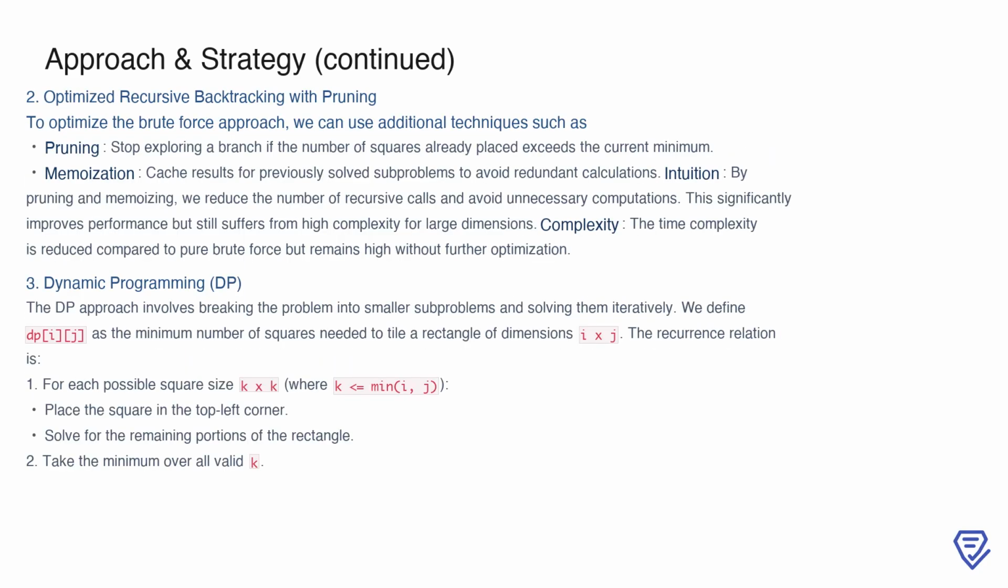To improve upon the brute force method, we can introduce optimizations like pruning and memoization. Pruning allows us to stop exploring any branch of the recursion where the number of squares placed so far already exceeds the current minimum.